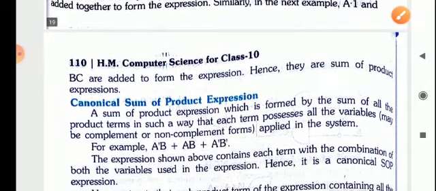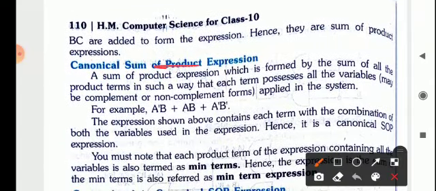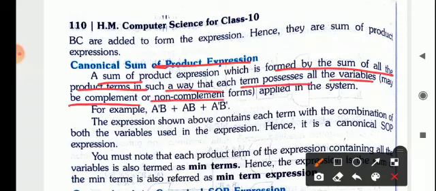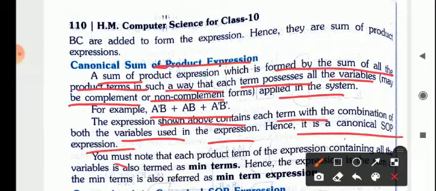Okay. Now, next is canonical sum of product expression. Now, this is a sum of product that is formed by the sum of all the product terms in such a way that each term possesses all the variables, may be complement or non-complement forms applied in the system. Okay. Now, you can see this expression A complement B is there plus AB plus A complement B complement is there. Now, the expression shown above contains each term with the combination of both the variables used in the expression. Hence, it is the canonical SOP expression.